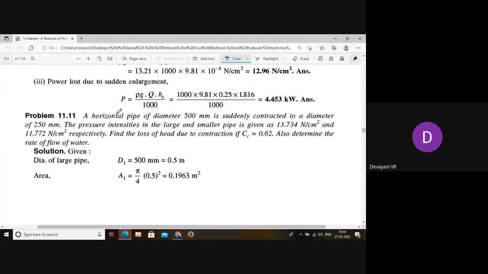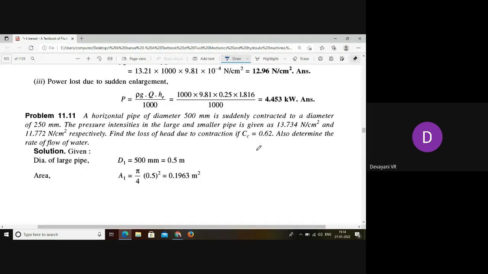Okay, listen, I'm going to read the problem. A horizontal pipe of diameter 500 mm is suddenly contracted to a diameter of 250 mm. The pressure intensities in the large and smaller pipe are given as 13.734 Newton per centimeter square and 11.772 Newton per centimeter square respectively. Find the loss of head due to contraction if the coefficient of contraction Cc is given as 0.62. Also determine the rate of flow of water.